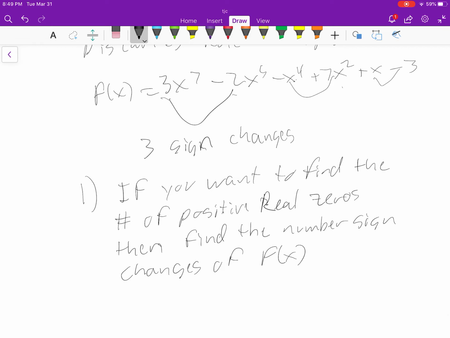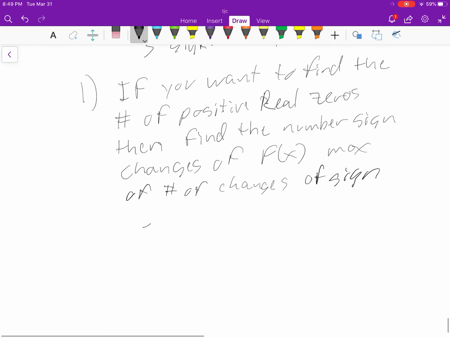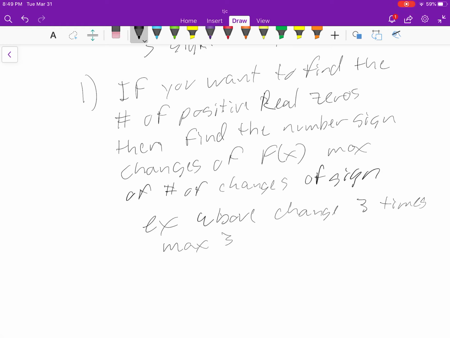So then you can have a max of the number of changes. So in the example above, it changed 3 times. So you can have a max of 3 positive reals.